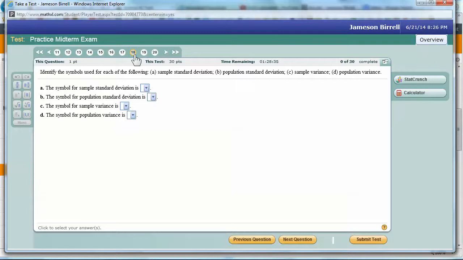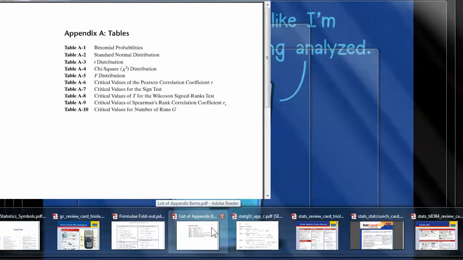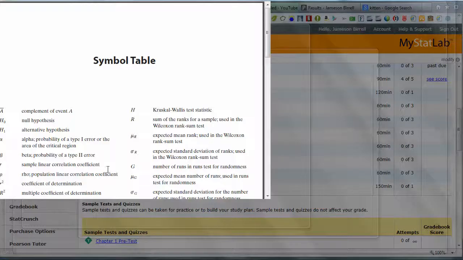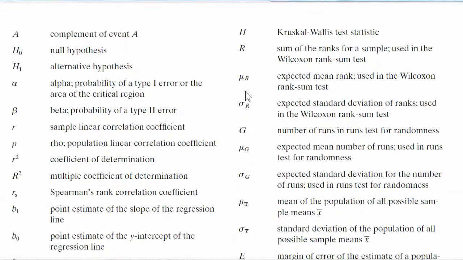So here's set 5 from the practice midterm exam, number 18. Identify the symbols used for each of the following. Oh, good. It's just a good thing to do often. By the way, the symbols list is one of our approved sheets. So it's not like you wouldn't have this, but it's kind of overkill. So I will allow this.